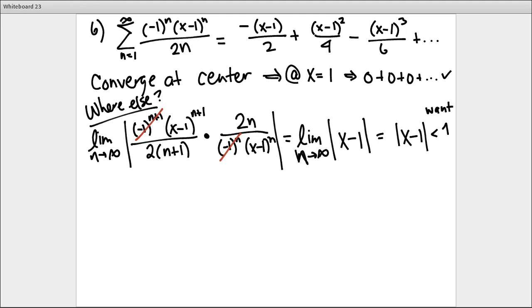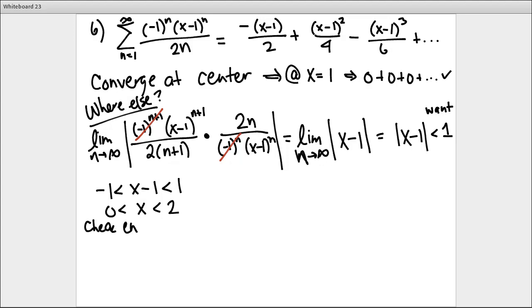This converges when, so we want, when is this value less than 1? So when is the absolute value of x minus 1 less than 1? To remove absolute value, you just put them in between the positive and the negative. And then you add 1 to both sides, or all 3 sides, I should say. And you get that this interval is from 0 to 2.